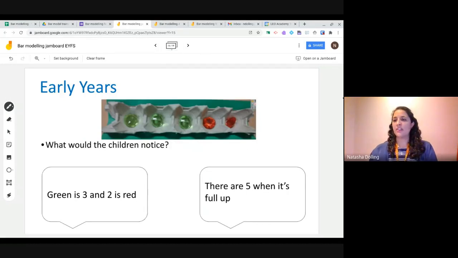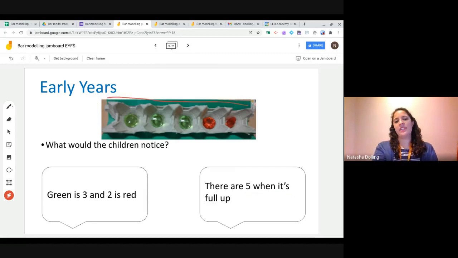So this is another way that you might represent that problem. We've got 3 gems, I think they are, 3 green gems to represent our apples and 2 red gems to represent our strawberries. And this is what the children might notice. They might notice that green is 3 and 2 is red, but this is what's important, and I want you to notice the addition of this egg box container. There are 5 when it's full up.